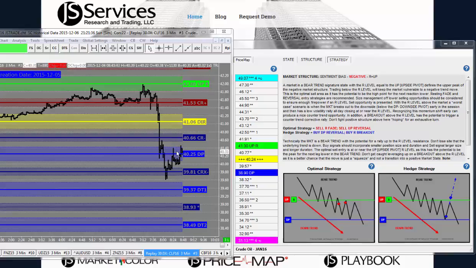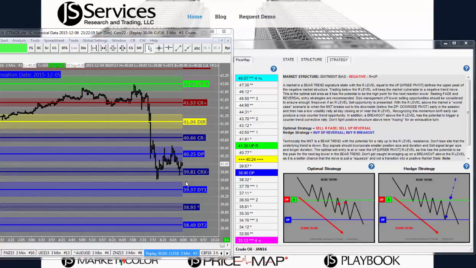So here we're getting back on top of the DP, potentially setting up a hedge strategy theme. We really need to see it break this structure here to get us to switch and to start riding this positive. This low is positive. We still have this price structure here and this market structure here that's keeping this market negative. Holding the CRX minus here, they traded below there.